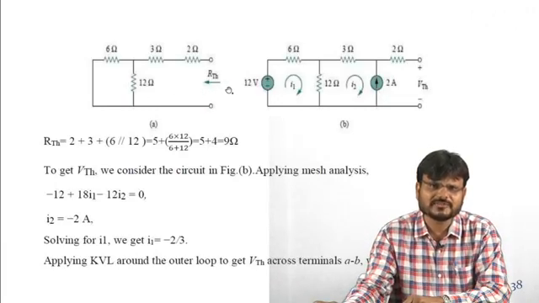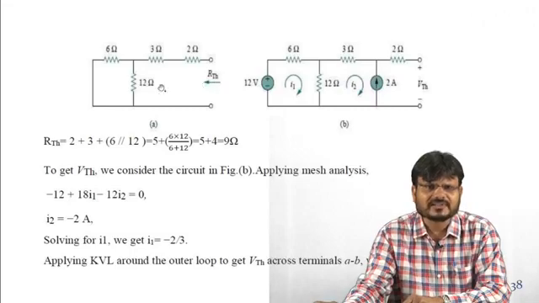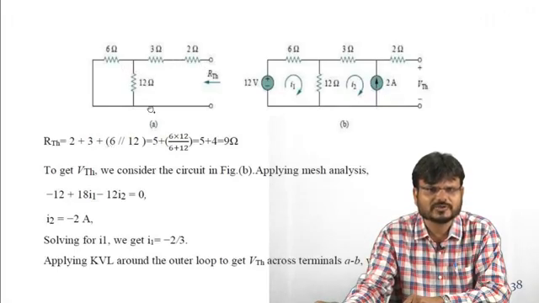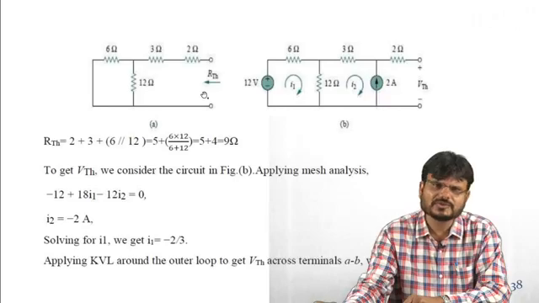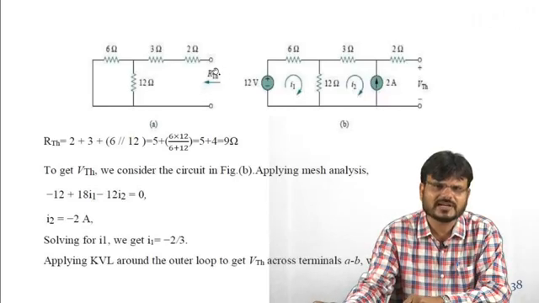Here you can see, because you are looking from this side, this 12 ohm is in parallel with 6 ohm, and this combination is connected in series with this 3 ohm and 2 ohm. So this 2 ohm plus 3 ohm is in parallel with this 6 ohm and 12 ohm. After solving, you will find the equivalent resistance, that is 5 plus 4, which is 9 ohm. So you have calculated the Thevenin resistance RTH.